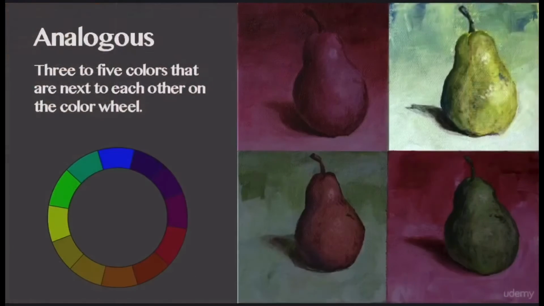Our next color scheme is analogous. Analogous colors are 3 to 5 colors that are next to each other on the color wheel. They provide a harmonious color scheme. In this case, we'll stick with 4 colors that are next to each other: yellow-green, green, blue-green, and blue.